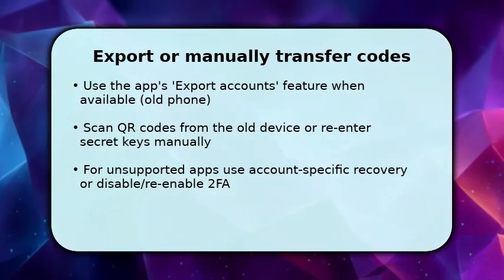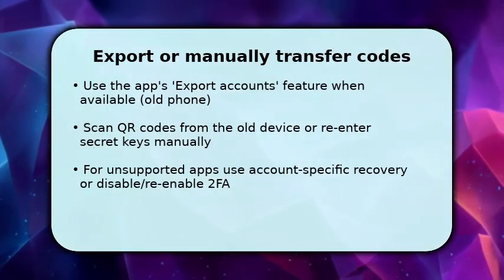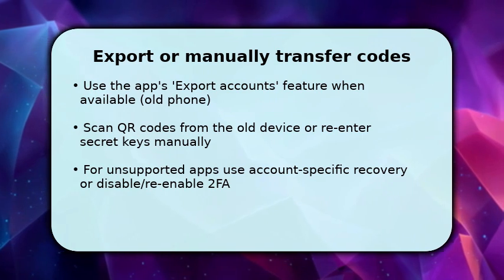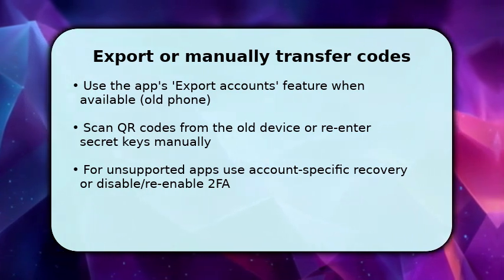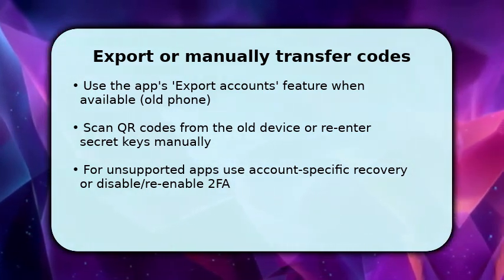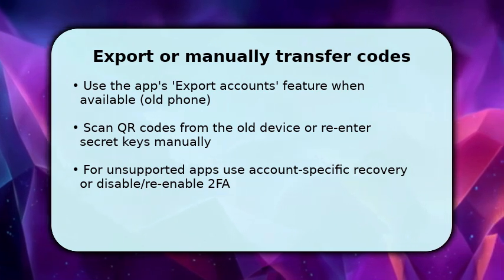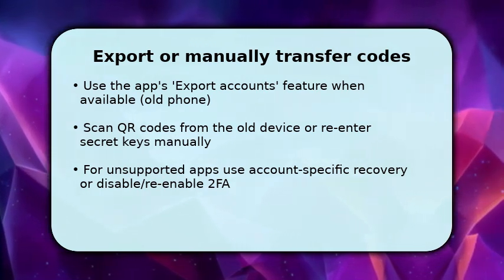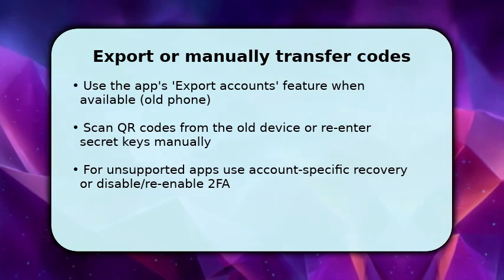Now perform the actual transfer. Use Authenticator's export feature if present to create a QR bundle. Scan it with your new phone. If export is unavailable, open each account in its service settings, reveal the secret key, and add it manually to the new Authenticator by entering the key or scanning its QR.